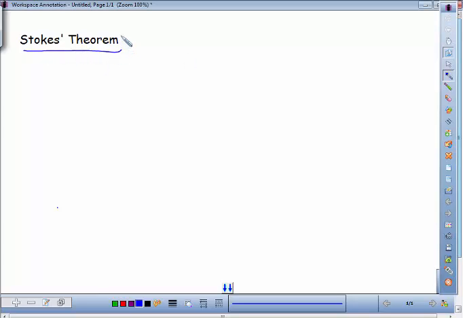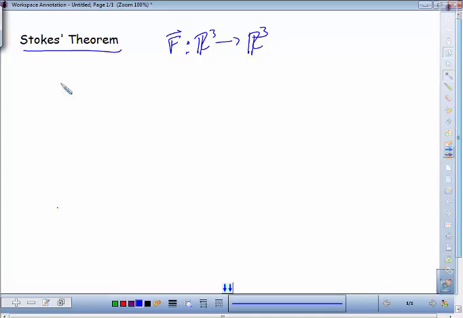Stokes' Theorem. So there are conditions of your vector field being nice and differentiable around the domain. But in general, we have a vector field F going from R3 to R3, and we have our surface and then the boundary of the surface being defined.